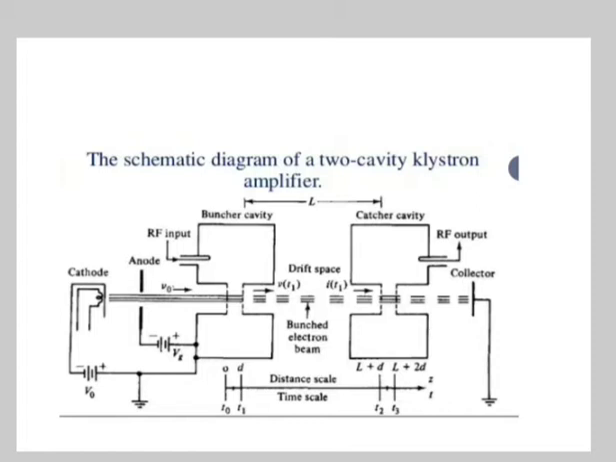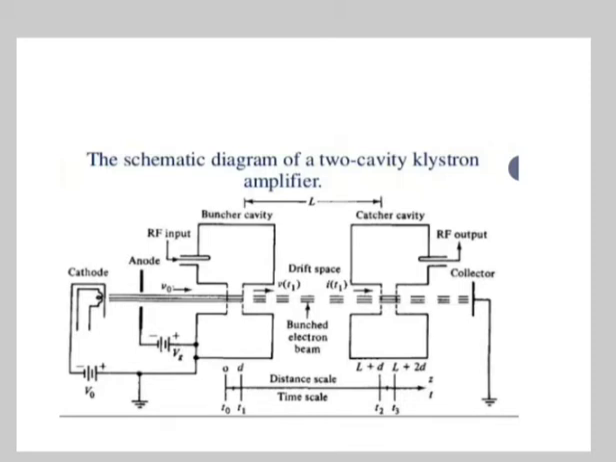When these bunches enter the second gap, or we can say the catcher grid, during the retarding phase of the RF field of the catcher resonator, then most of the electrons lose their kinetic energy in crossing the second gap to the RF field of the catcher resonator. That is, the RF input to the first resonator is amplified at the catcher cavity.